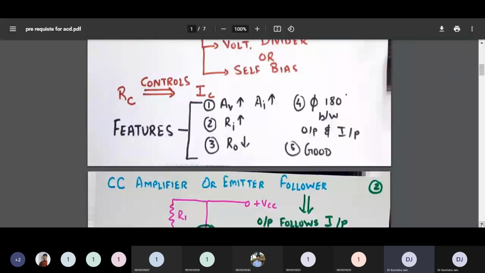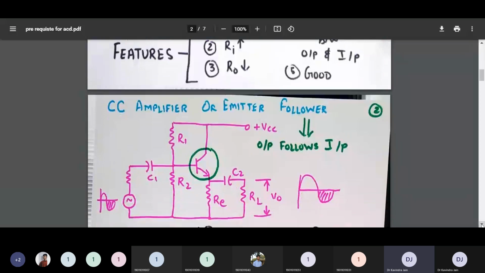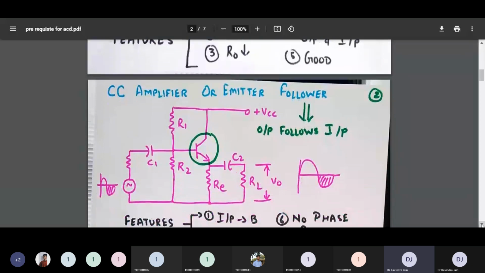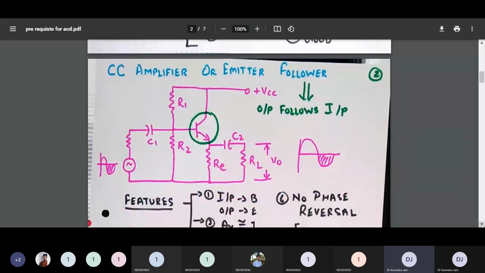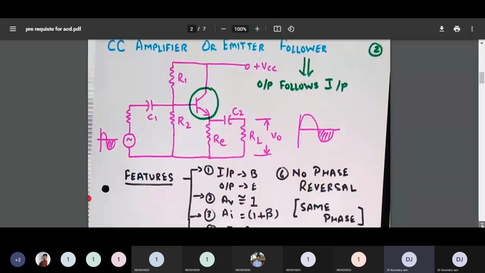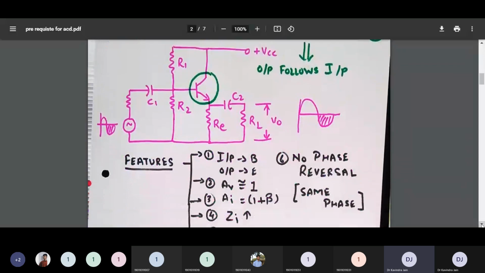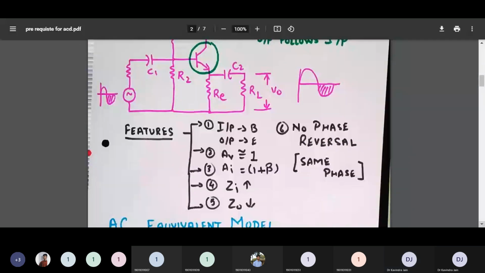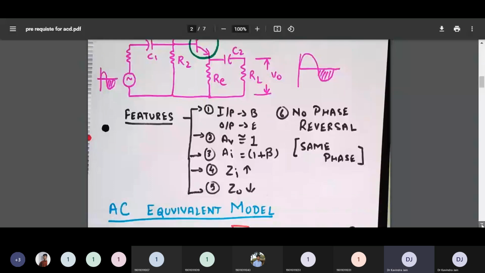We moved on to common collector amplifier, which is commonly known as emitter follower circuit, as we had discussed previously, where output was following the input. These were the input output voltage gain, current gain formulas. There was no phase reversal. The output impedance was very less, input impedance was high. Then we moved on to AC equivalent models for these configurations.